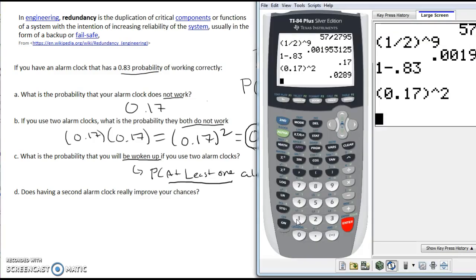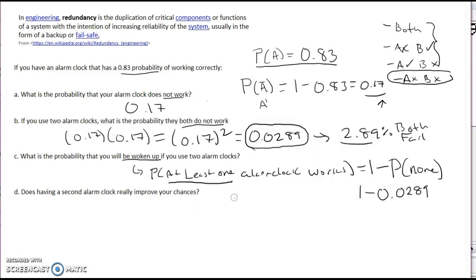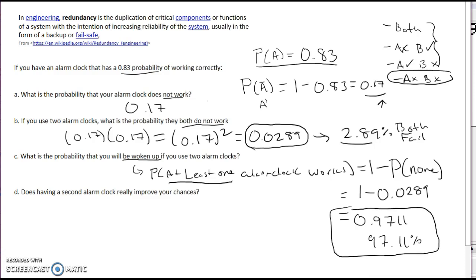So we're going to do 1 minus, here's a nice little trick in the graphing calculator. You actually have this on any type of calculator you're using. If you find that little button that says answer, it's right above the negative on my 83. If I do 1 minus the answer, that will give me 1 minus what I had right above. So 1 minus 0.0289 is 0.9711. So the probability that you have at least one working alarm clock is 0.9711, or 97.11%. Depending on how the online homework is set up, once you enter it, you're going to put in one of these two.